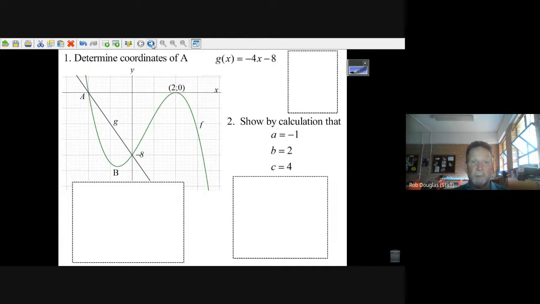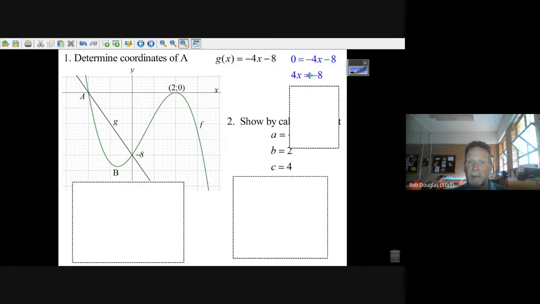Determine the coordinates of A. Well, we look at A, and you have to know, hey, that's an x-intercept, and the easiest thing we've got here is the line. An x-intercept is where y equals 0. So you just let y equal 0. You get minus 4x minus 8 equals 0. You add 8, you divide by 4, and you've got x equals minus 2. Well, you have almost your answer because they asked for the coordinates. So you've got to write minus 2 and 0.